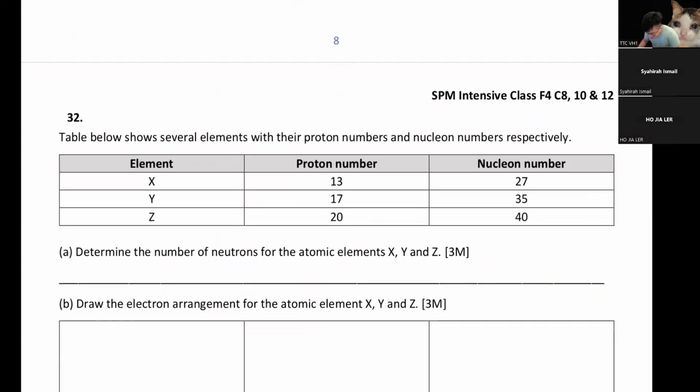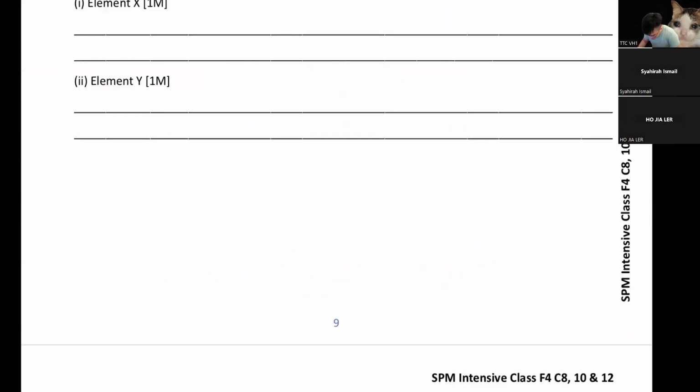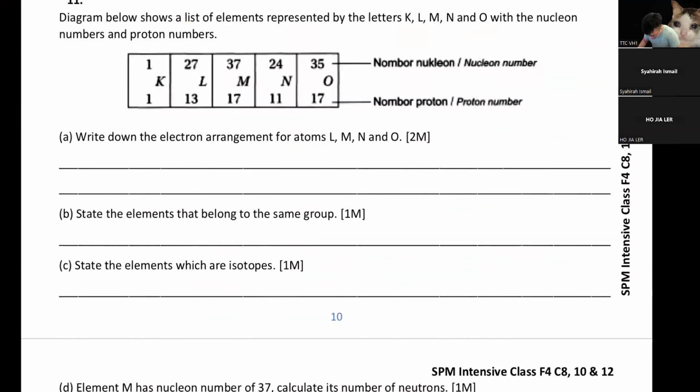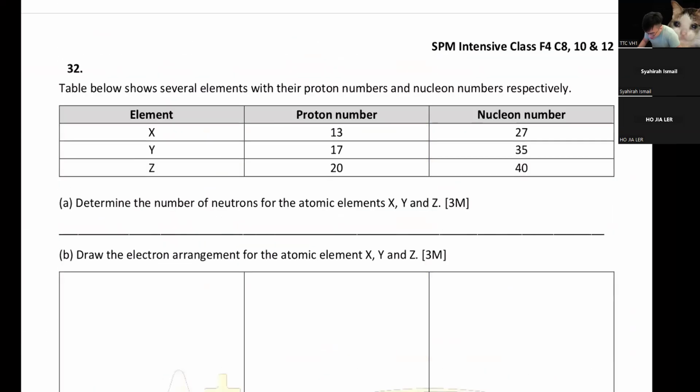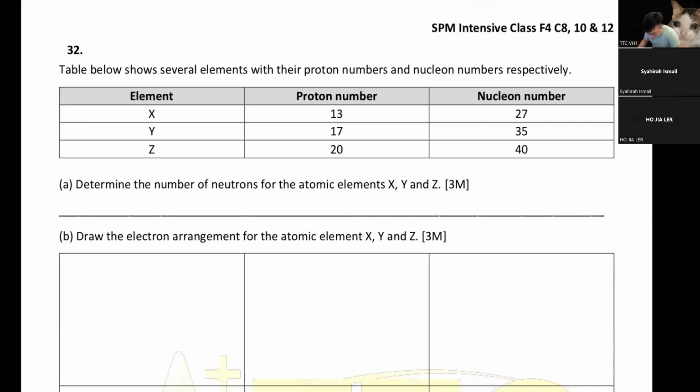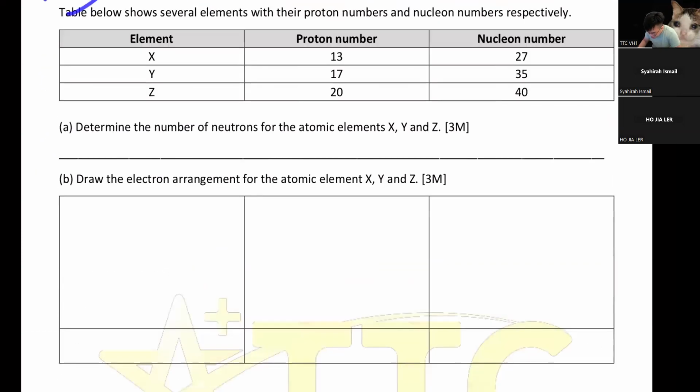Okay, we move on. Let's see which one I want to do. I'll do one more for you, and then later I'll let you do another one. Let's go to 32. I don't know why the number just jumped to 32. Don't ask me why. Okay, page 9.